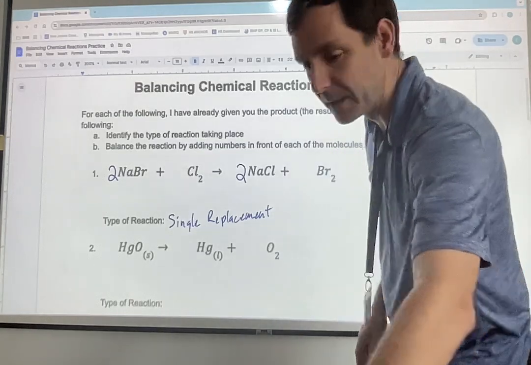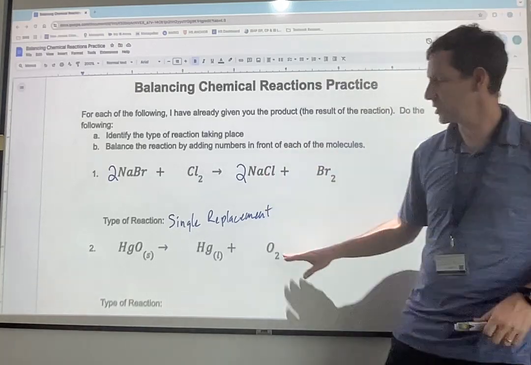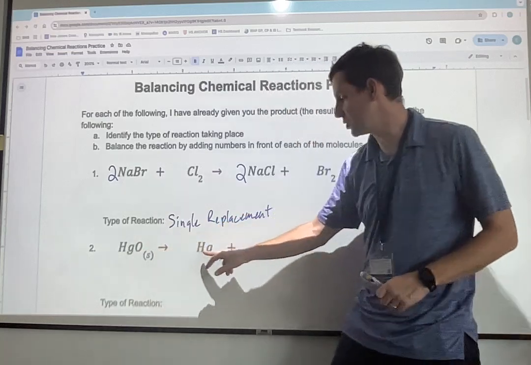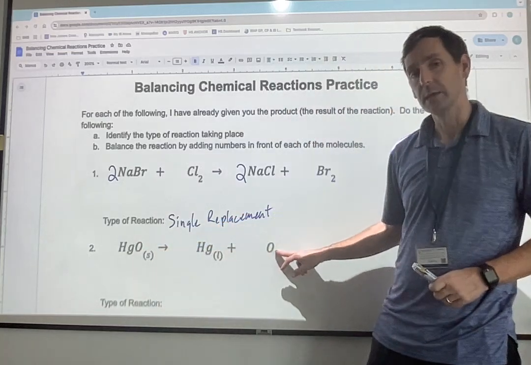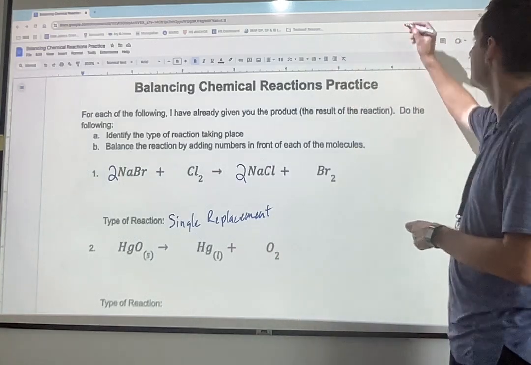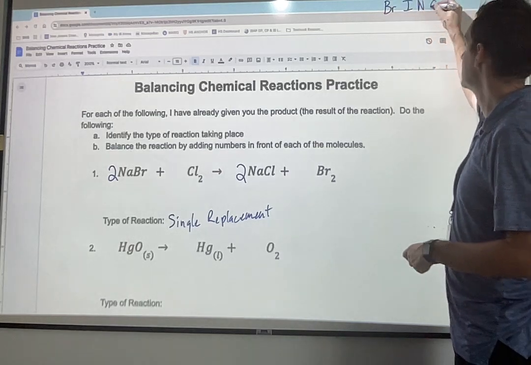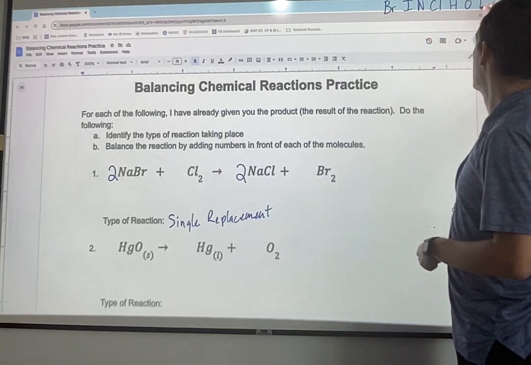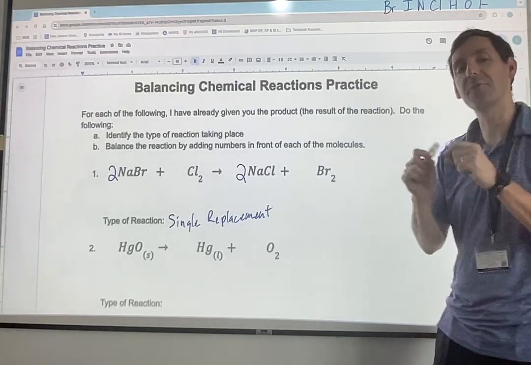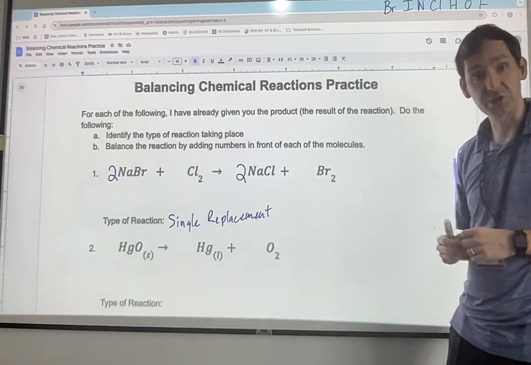Okay, let's try another one. Sometimes if we don't have to come up with the products, it's a little bit easier. All right? So let's look at the second one. So I've got mercury oxide, which is turning into mercury and oxygen. Okay, notice that the O is O2. Why is it O2? Because that is one of our diatomics, the BrINCLHONF, Brinkelhoff. Those are the elements that will never be by themselves. So that's why oxygen is going to be with another oxygen here.